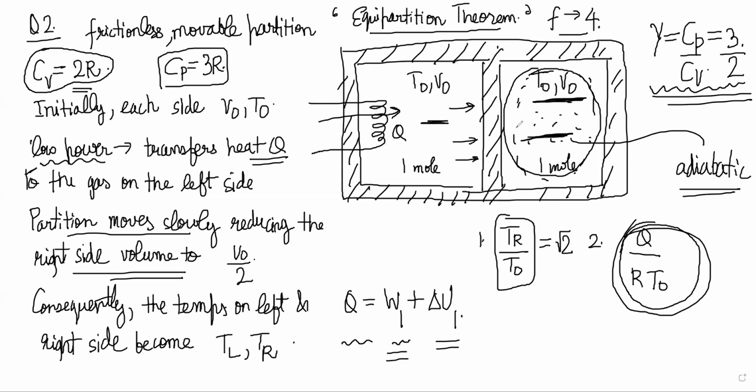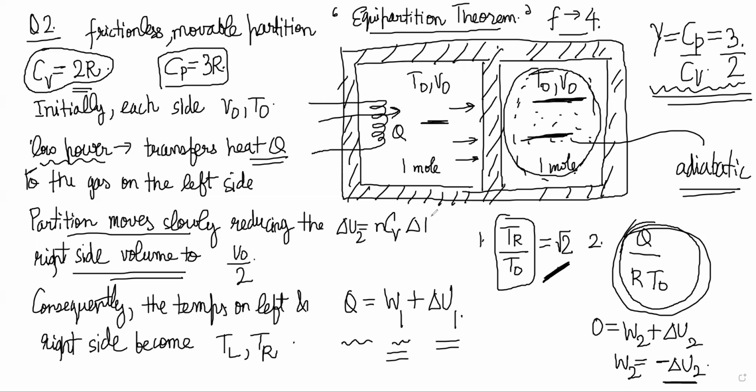So let's calculate first work done by gas 2. So for gas 2, the first law equation is like this: 0 is equal to work done by gas 2 plus delta U2, right? So work done by gas 2 is equal to negative delta U2. So now delta U2 for it. We know the final temperature is root 2 times original temperature, right? So delta U2 for gas 2 is equal to nCV delta T, right?